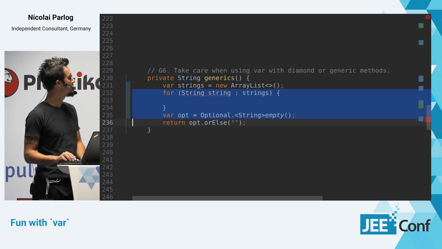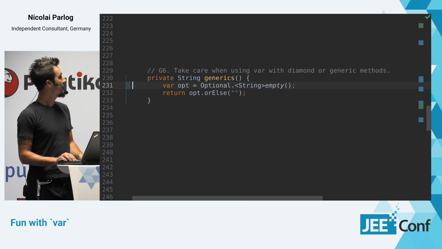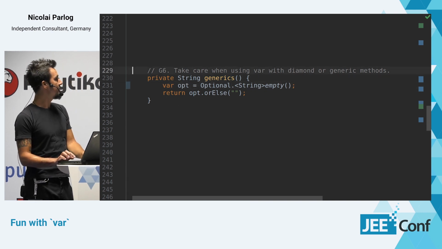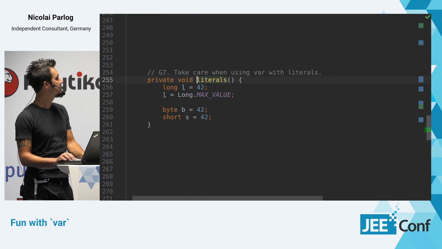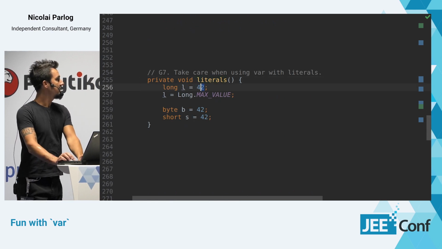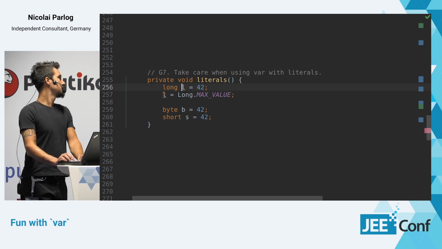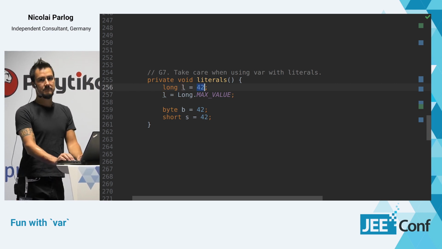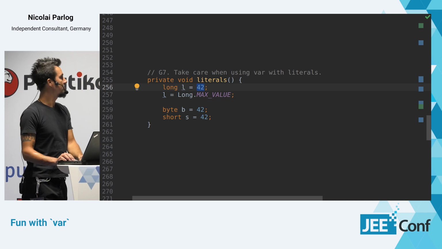Okay, nope, one too many. There you go. So take care when using var with diamond or generic methods. And another place where you should take care is with literals, because this thing on the right-hand side here is not actually a long. This is an integer, but you know an integer can also be a long, so that's not a problem, you would think.